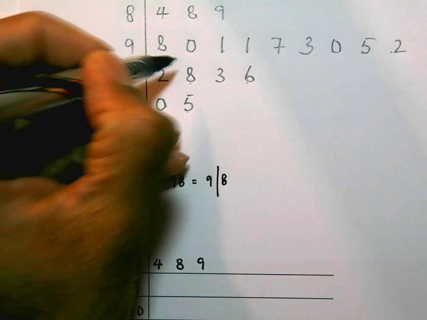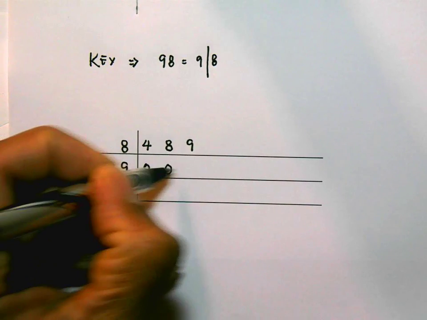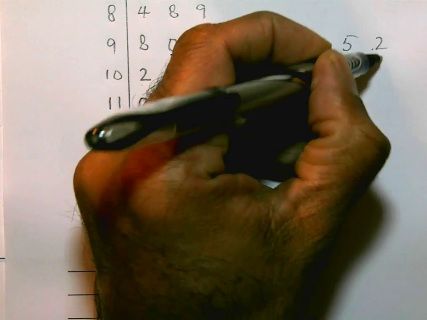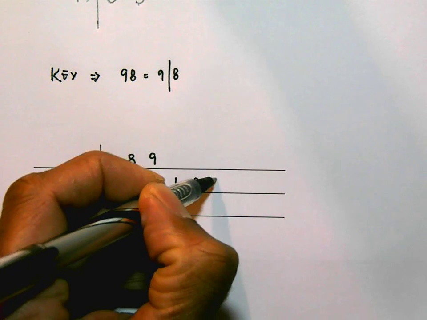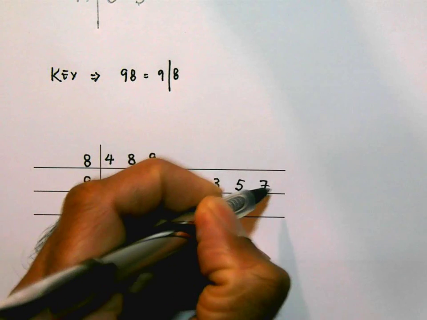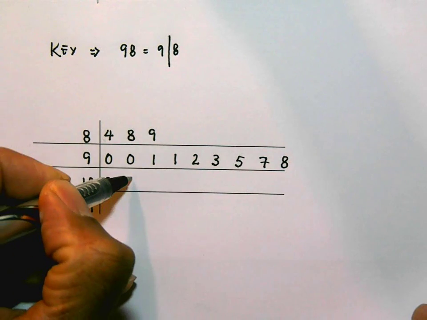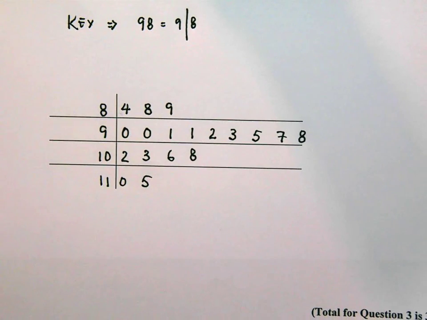For the numbers in the 90s, I've got 0, 0, 1, 1. I'll put those in. 0, 0, 1, 1. I'm trying to make sure that they're spaced out in columns. Then I've got 2, 3, 5, and 7, and 8. Okay, so I'll put those in. 2, 3, 5, 7, and 8. Okay. Then I'm going to look at the 10s. I've got 2, 3, 6, and 8. And finally, in the 110s, I've got 0 and 5. So there's my ordered stem and leaf diagram.